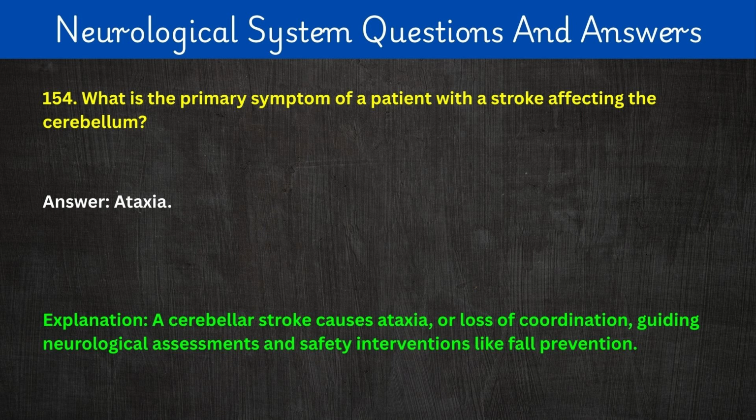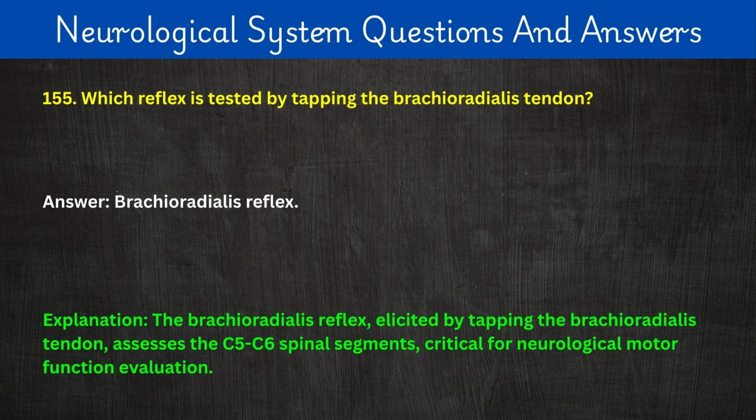154. What is the primary symptom of a patient with a stroke affecting the cerebellum? Answer: ataxia. Explanation: a cerebellar stroke causes ataxia, or loss of coordination, guiding neurological assessments and safety interventions like fall prevention. 155. Which reflex is tested by tapping the brachioradialis tendon? Answer: brachioradialis reflex. Explanation: the brachioradialis reflex, elicited by tapping the brachioradialis tendon, assesses the C5, C6 spinal segments, critical for neurological motor function evaluation.